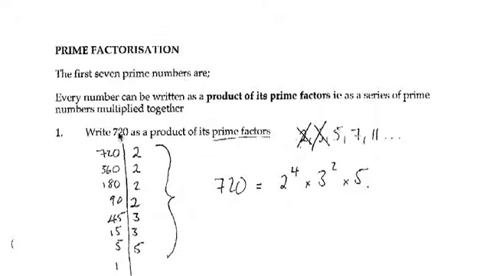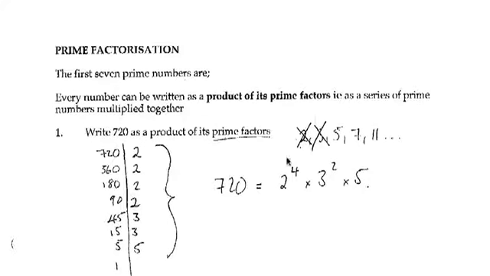So what we do is we write the number out as a sort of ladder, and we start with the first prime number and we divide by that as many times as we can. So 720 divides by 2 to give me 360, that divides by 2 to give me 180, that divides by 2 to give me 90, and that divides by 2 to give me 45. Now 45 doesn't divide by 2.